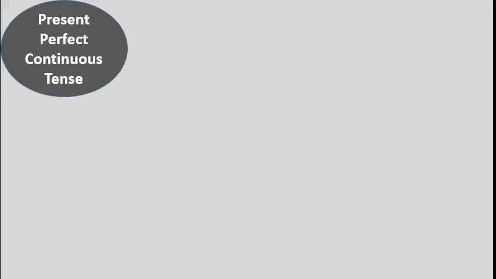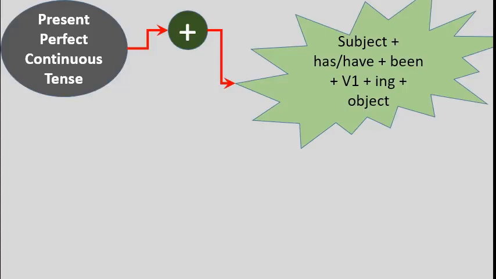Let's see the structure of present perfect continuous tense when we use it in positive, negative and interrogative sentences. In the positive sentence, the structure will be subject plus has or have plus been plus first form of the verb plus ing plus object. For example, he has been sleeping for 5 hours, means he is still sleeping.